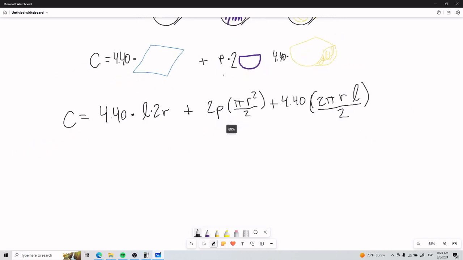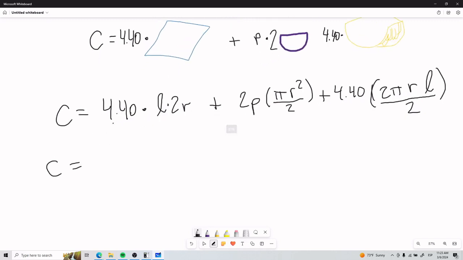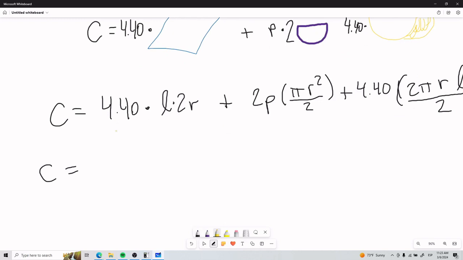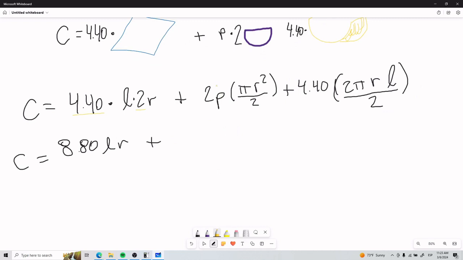So now, ladies and gentlemen, I am ready to go ahead. All right, so cost equals, on this left side, I have, well, this 4.40 can interact with this 2, so I end up with 8.80 L times R, see? Then over here, this guy can go away with this guy because of fractions. I end up with pi R squared P.